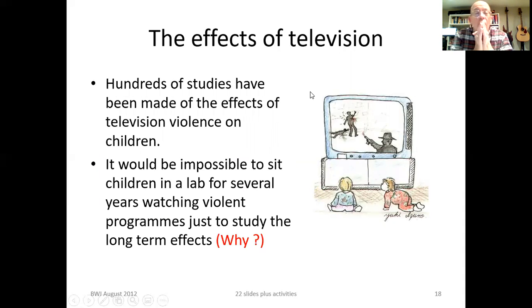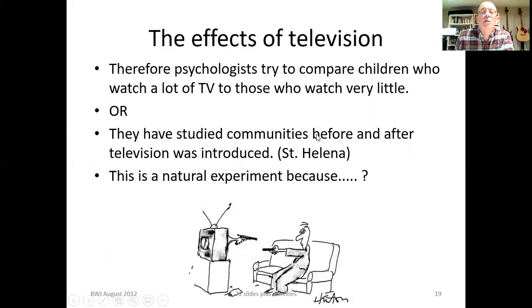So we've got this other study now. Lots of studies about, does watching violence on TV affect children? And as it says here, it would be impossible to sit children in a lab for years watching violent programs to study the long-term effects. Again, ask yourself why. So therefore, what psychologists had to do is compare children who watch a lot of TV to those who watch very, very little. Or they studied communities before and after television. And why is that not an actual experiment?